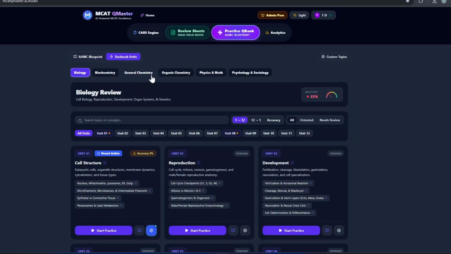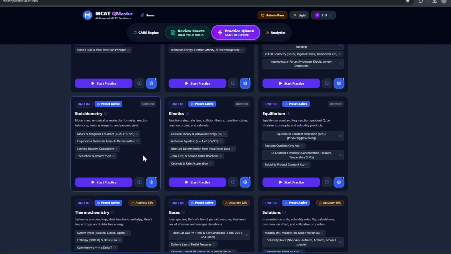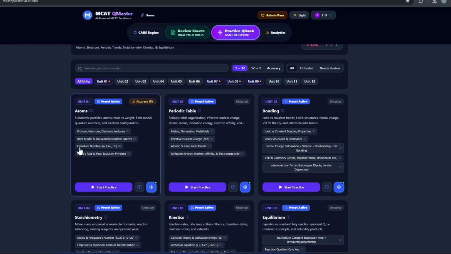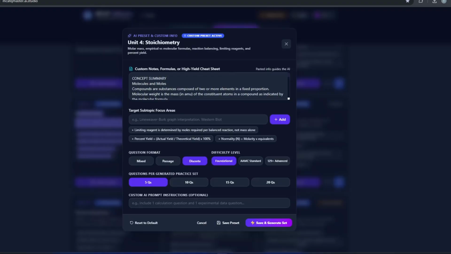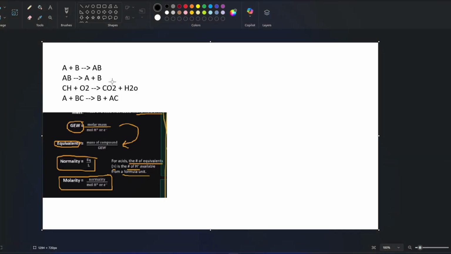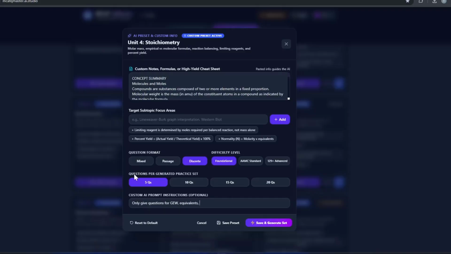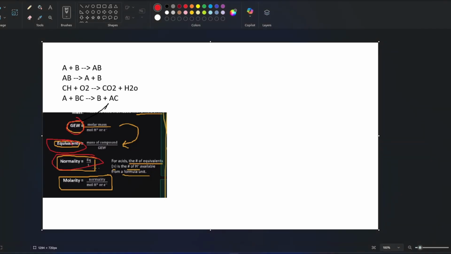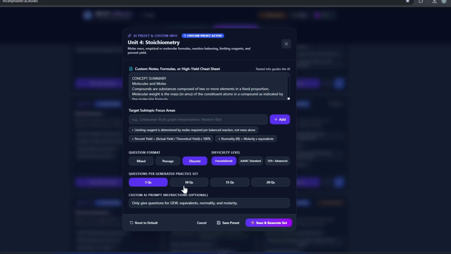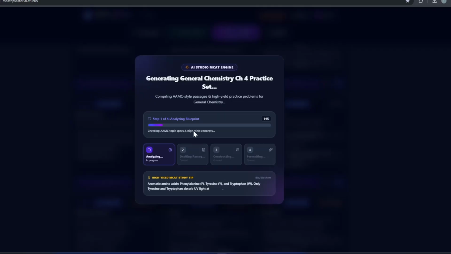Okay, so in the practice Q bank, I'm going to go to general chemistry and find the one that we're learning right now. So we're learning stoichiometry, basically. So we're going to give custom instructions: focus on, only give questions for, and I saved them here, gram equivalent weight, GEW, equivalence, normality, and molarity. Give 4 basic questions only. It might give 5, just because of the way it works here. And then we're just going to click save and generate.